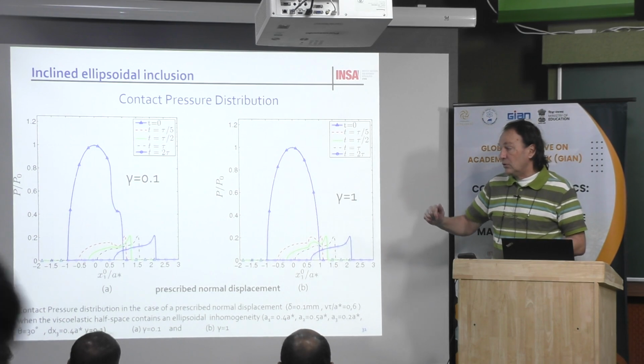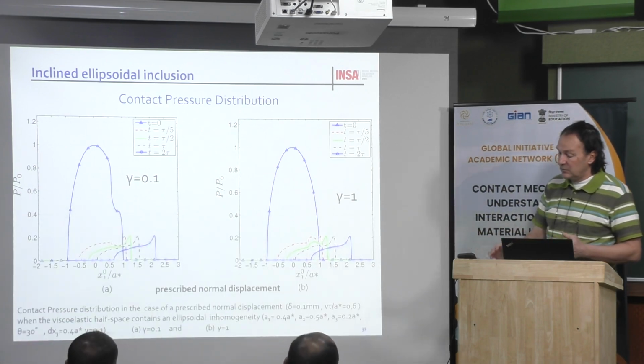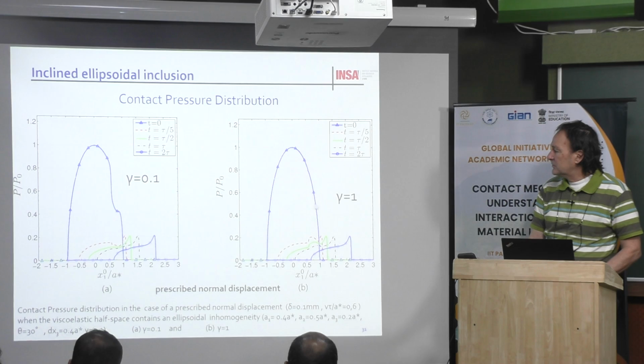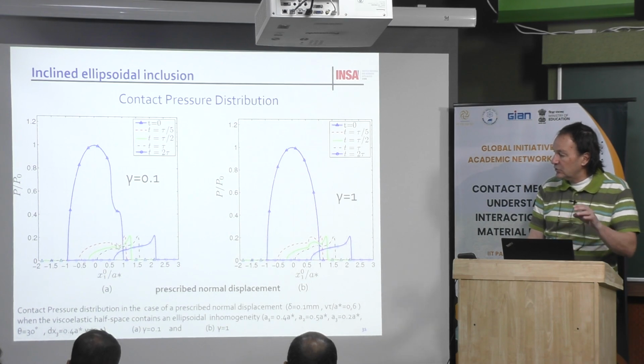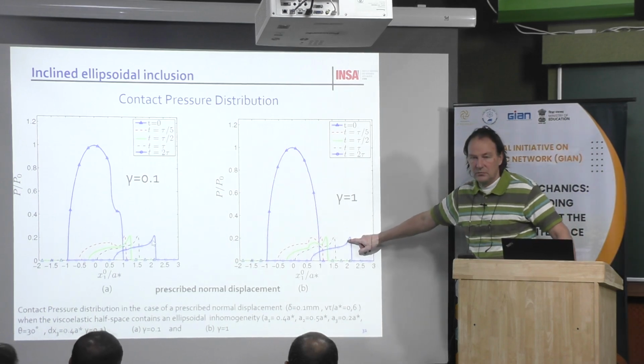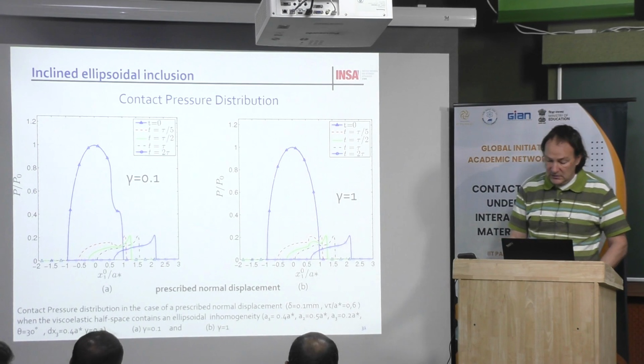On the left is the same type of result. This time the inclusion is 10 times softer than the matrix. This explains why at the beginning you have a pressure which is lower than the one on the right here. And after that you can see also the effect of the inclusions with a decrease of the contact pressure nearby the inclusions. And again, after a while, this curve here is the same as this one, because you are far away from the inclusion.